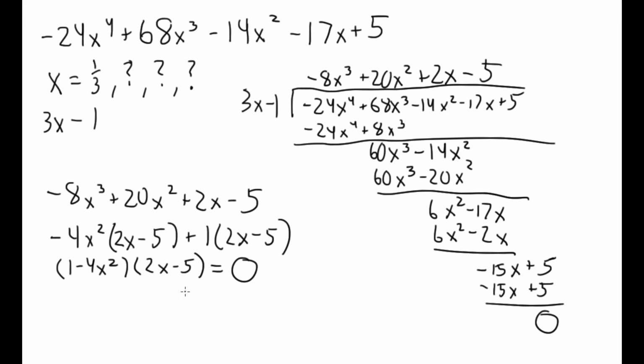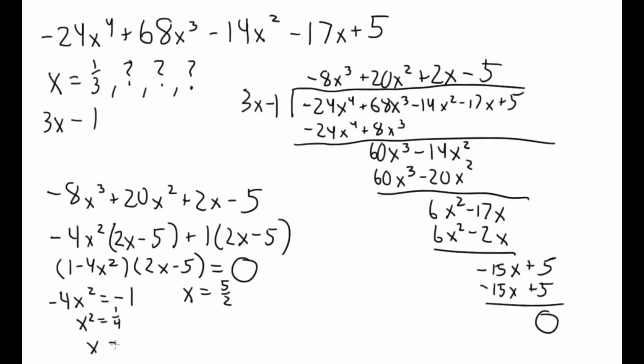So 2x minus 5 set equal to 0. X will be 5 over 2. 1 minus 4x squared set equal to 0. Well, this is a little bit different. If 1 minus 4x squared is 0, then we move the 1 to the other side. Negative 4x squared will equal negative 1. So now we're going to have to finish off this equation here. X squared will equal 1/4.